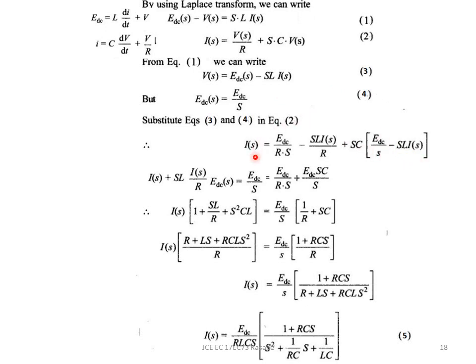Okay, so rearranging this particular equation, I will get an equation for I of S. Taking I of S on the left hand side, I'll be getting EDC by S into 1 plus RCS upon R plus LS plus RCL S squared. Rearranging this, taking RLC outside, S is already there, I can get this particular equation 5.